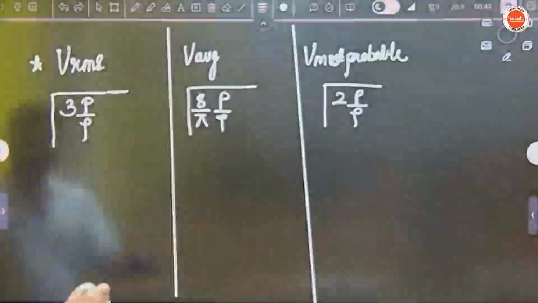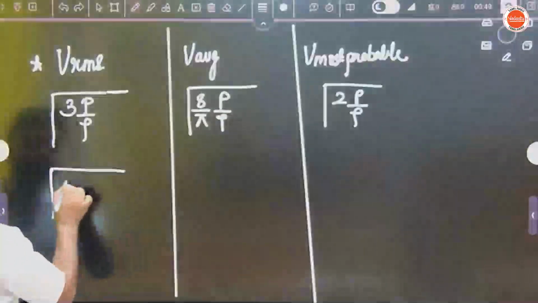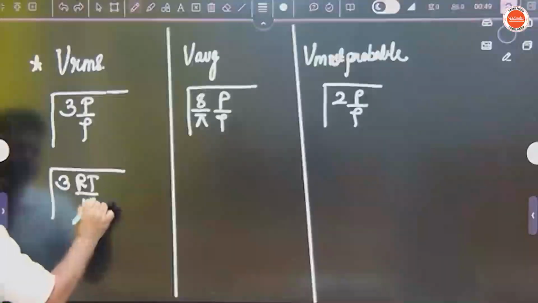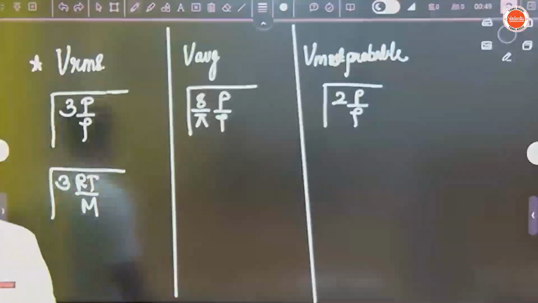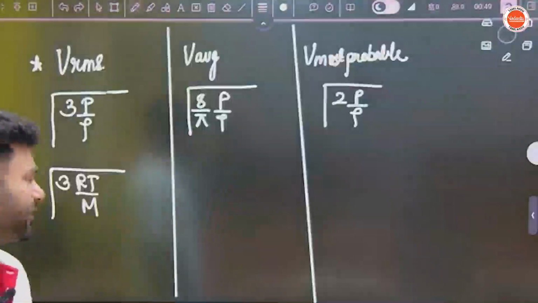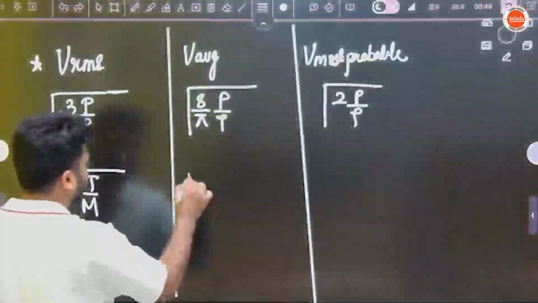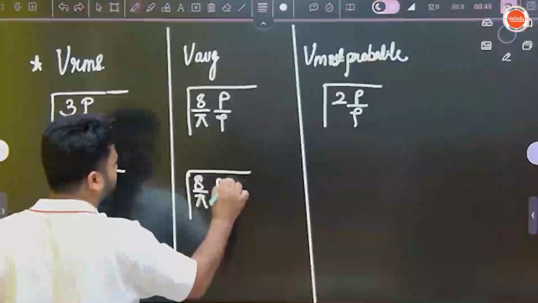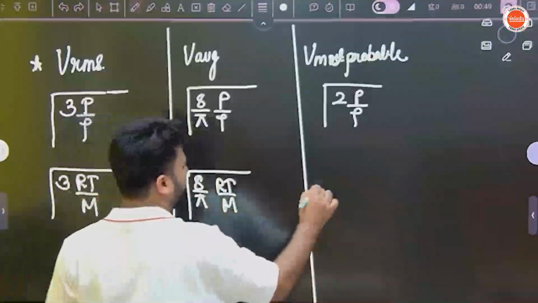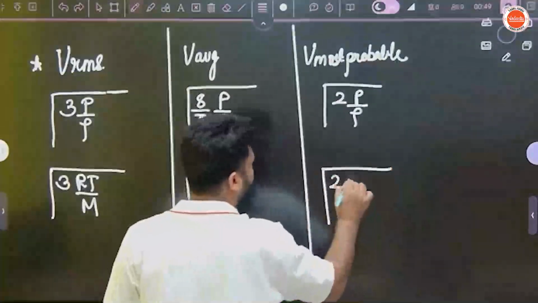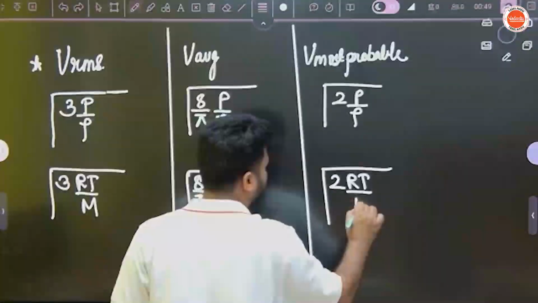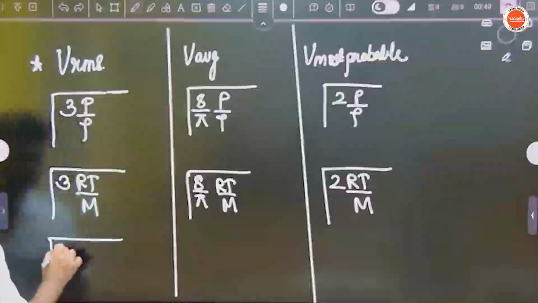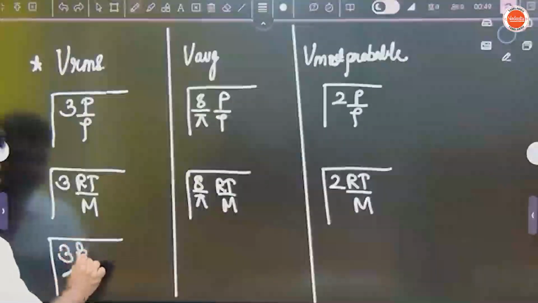Correct. One thing I told you, that P by rho equals RT by M. I started the class with this, P by rho equals RT by M equals KT by M. So here we can write 8 by pi RT by M. Here we can write 2 RT by M. Or we can also write like this, P by rho is RT by M equals KT by M.